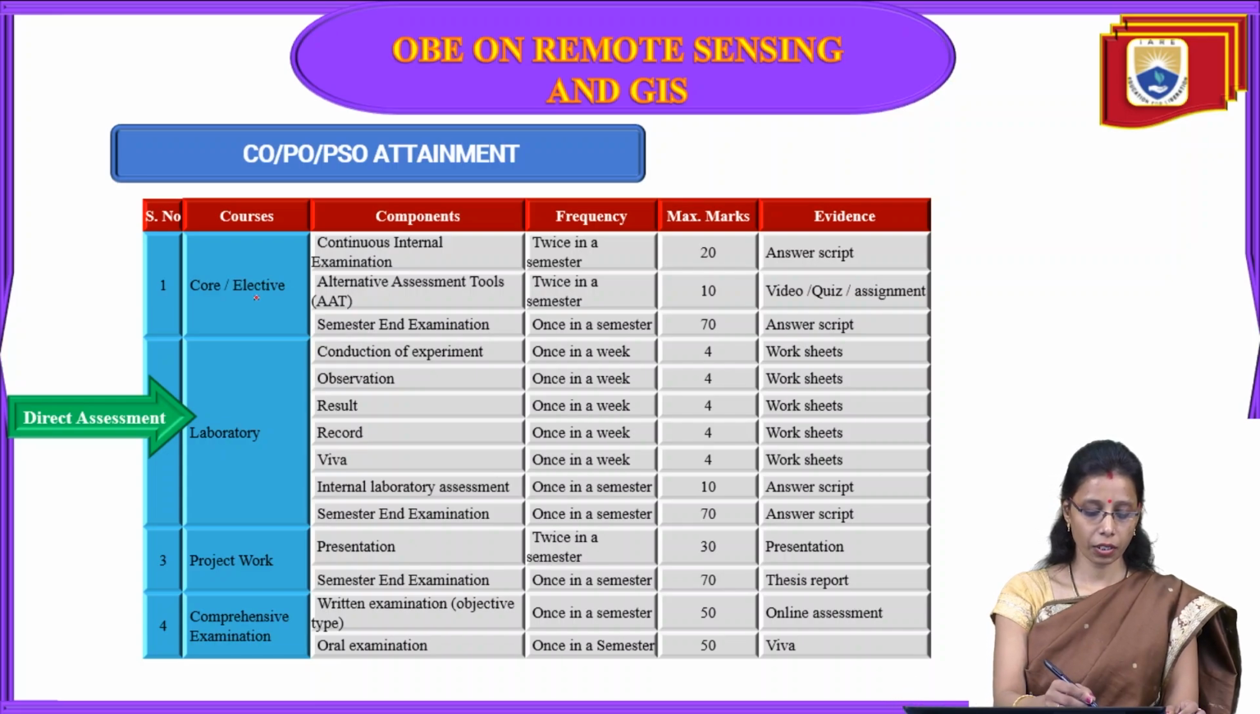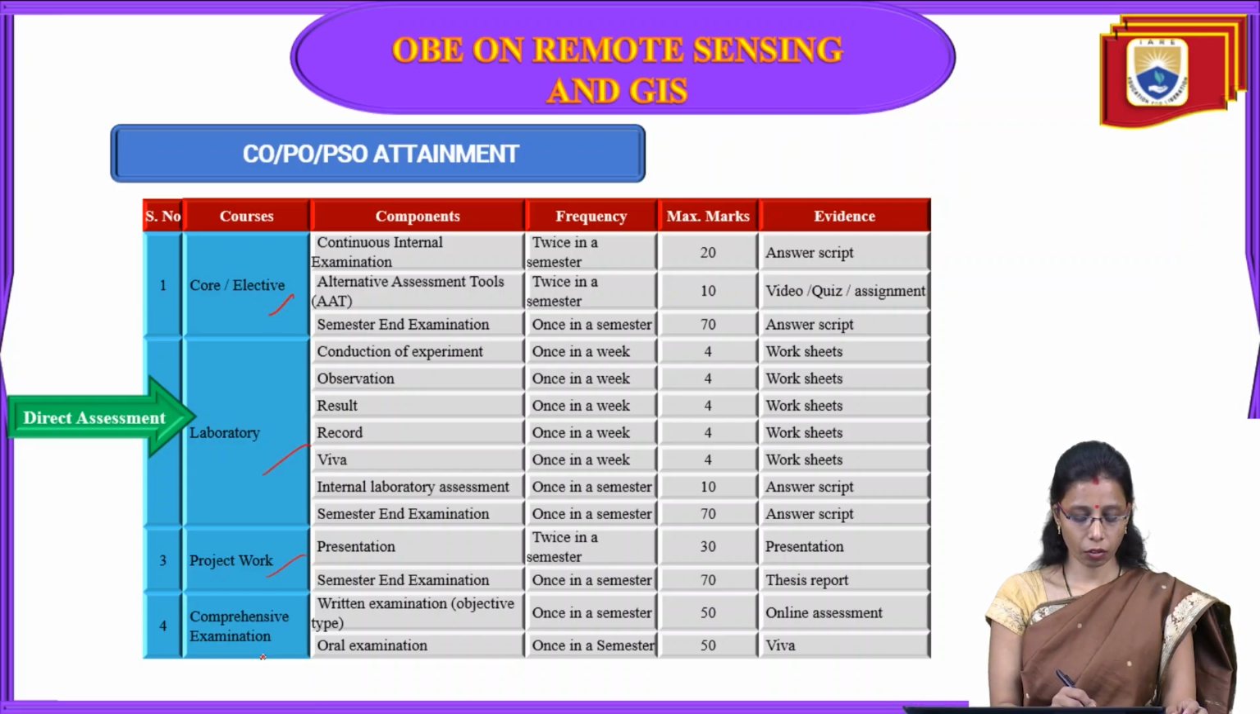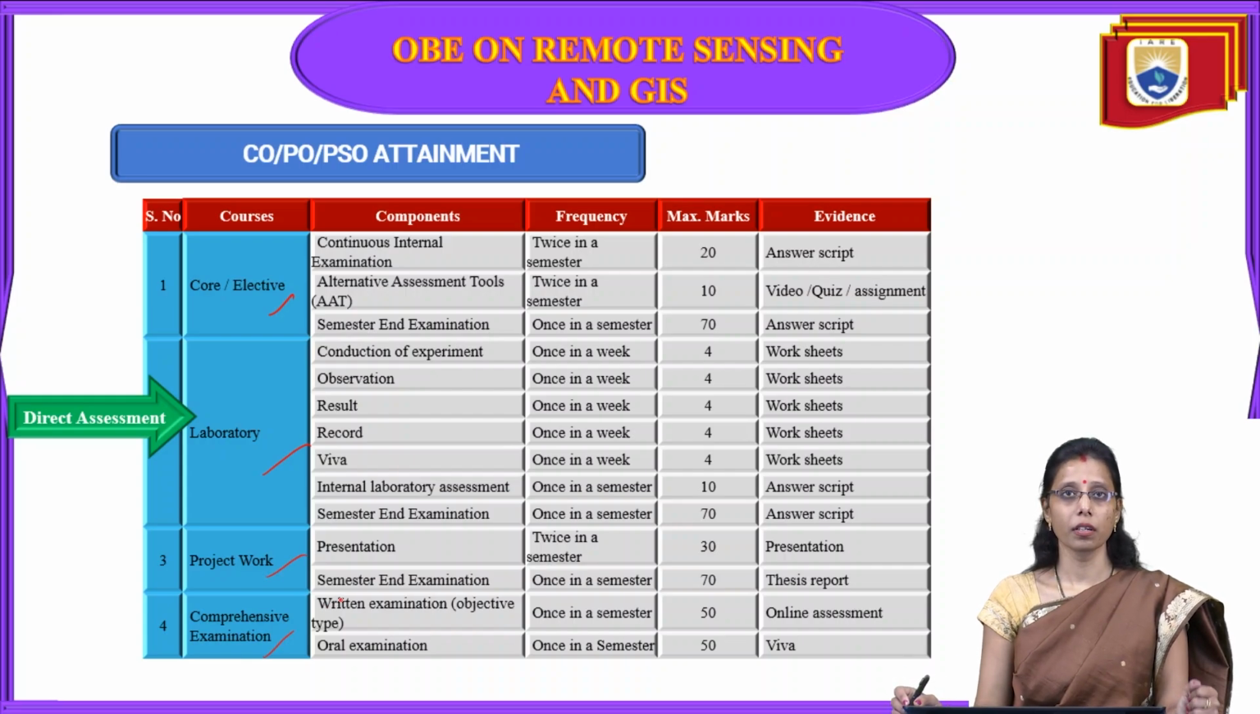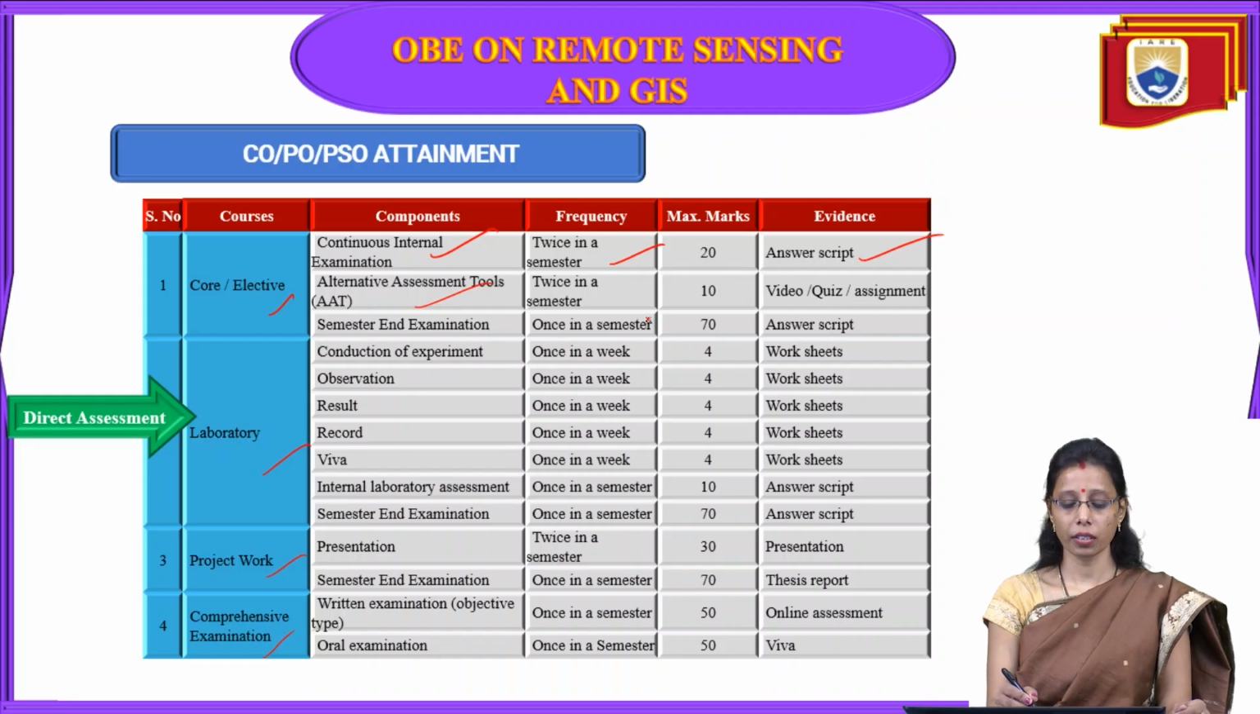In the direct assessment you can see we have elective, laboratory and project work, and the comprehensive examination, which is directly assessed by the students. The continuous internal examination is given twice in the semester, and the script is given. Alternate assessment is given by the AAT twice in the semester. It is given 10 marks, it is awarded. Then the end semester examination for the elective or core courses.